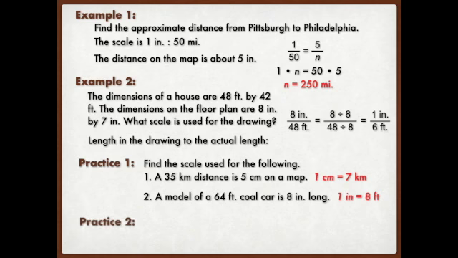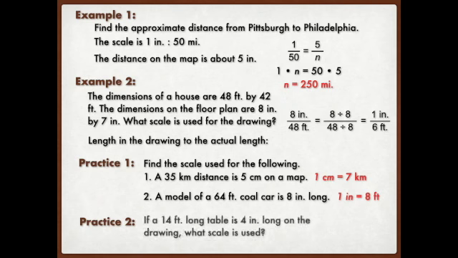Now here's a little tricky one here. We have a 14-foot table. It's 4 inches long. What is the scale used? So 4 inches to 14 feet. We find the greatest common factor. Now 4 can't go into both of these, but 2 can. So I can break this down into 2 inches equals 7 feet.